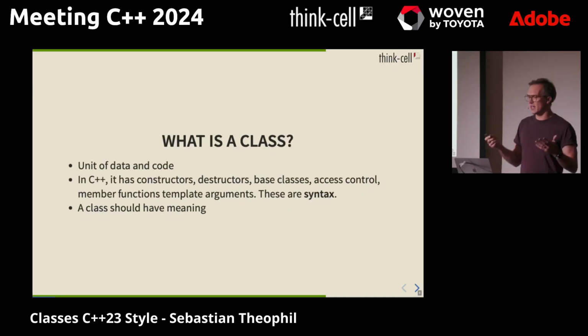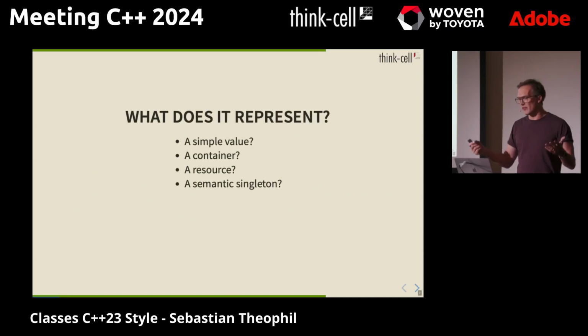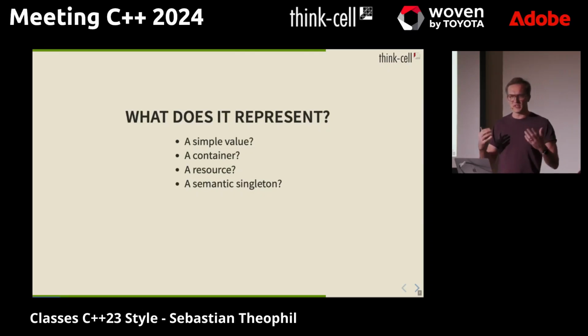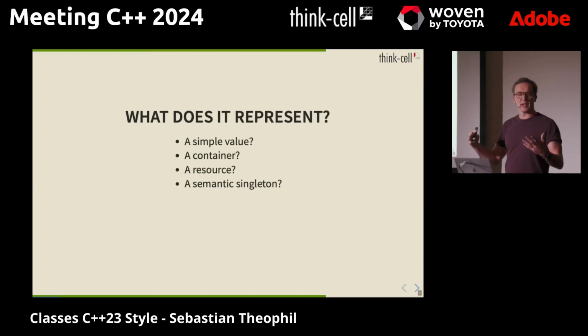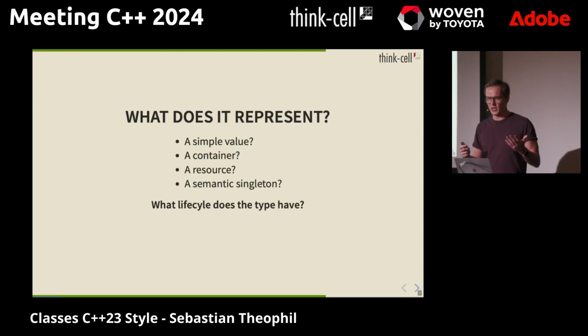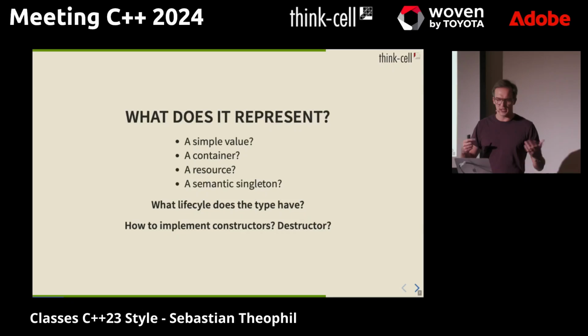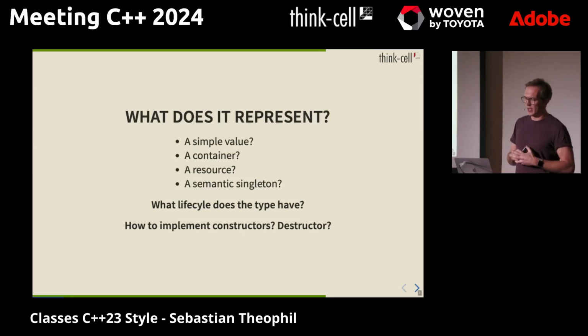So when we develop a data type, this could be a simple value, it could be a container, it could be that we want to write a resource wrapper, or something that is maybe a global singleton, and we want to guarantee that it's always a singleton. And based on these semantics, we can deduce what lifecycle this thing should have. And what lifecycle an object has in C++ means what constructors do we have to implement? Do we have to implement a destructor, etc.? So this is how we give shape to the lifecycle of an object.